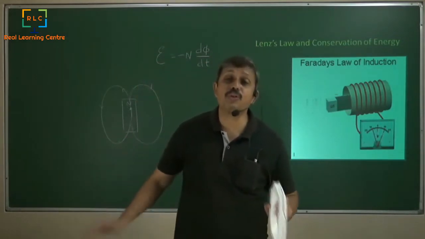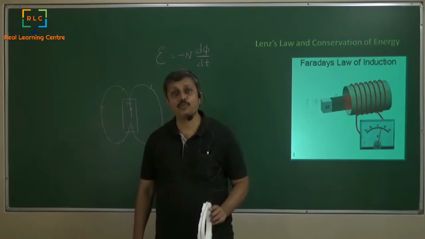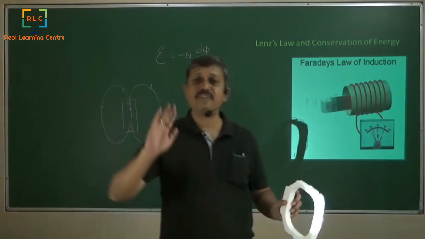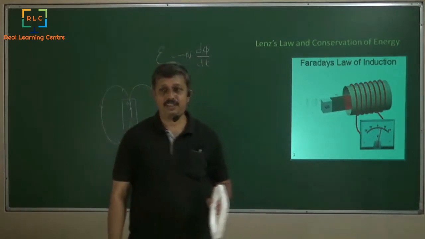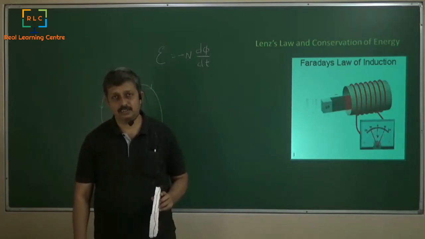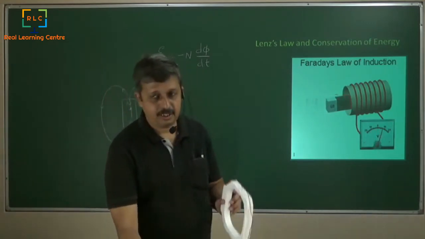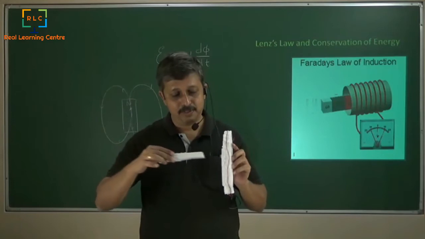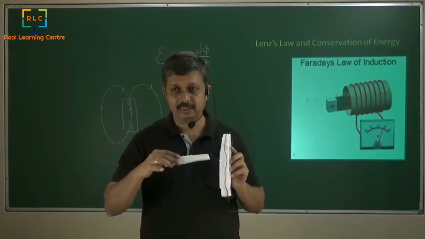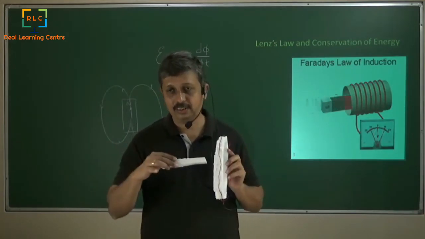Now once you did that, the question that comes is, why does it happen like that? What if it had been produced some other way, in the opposite direction? Just imagine what would have happened. Let us say you are slowly pushing the magnet like this. You are here and you are moving towards it.